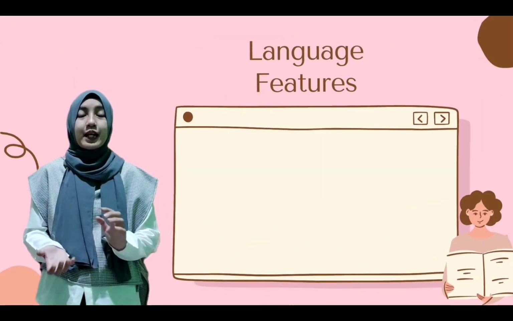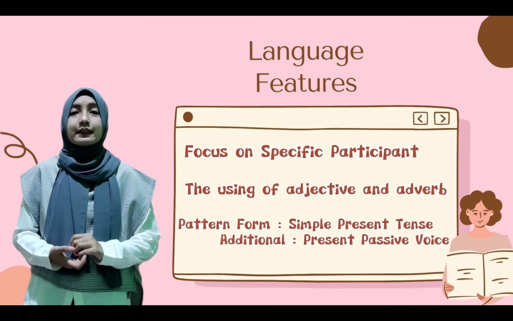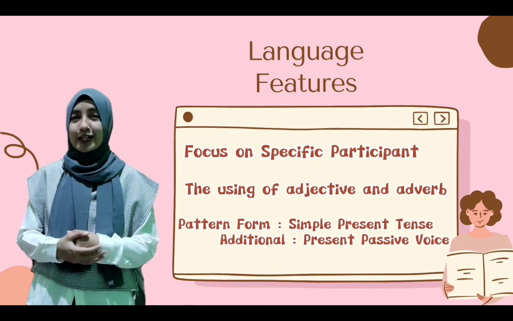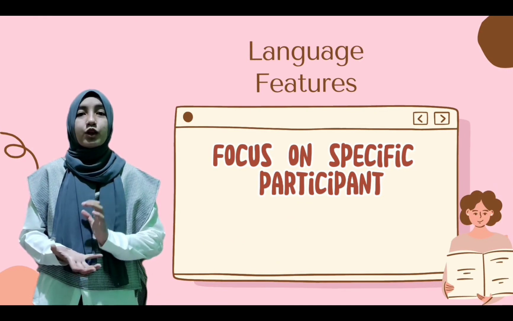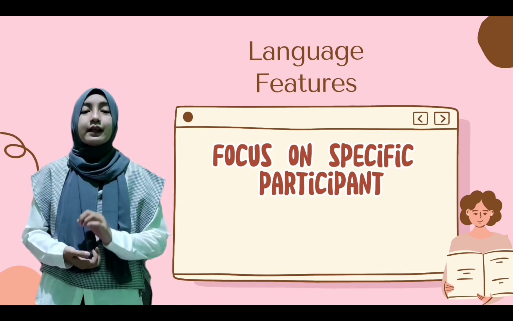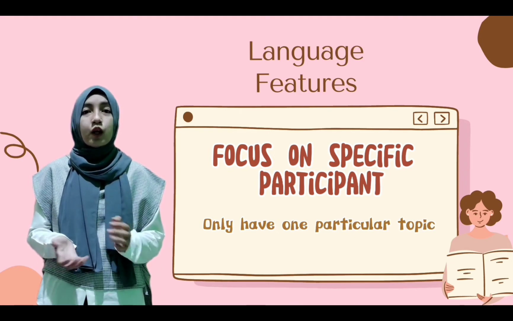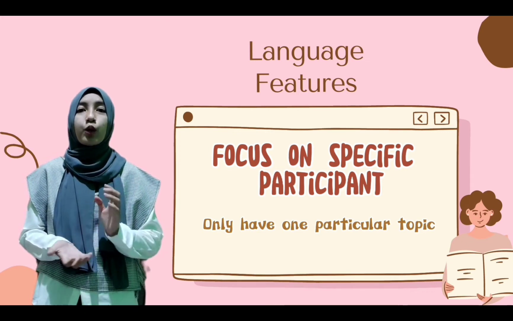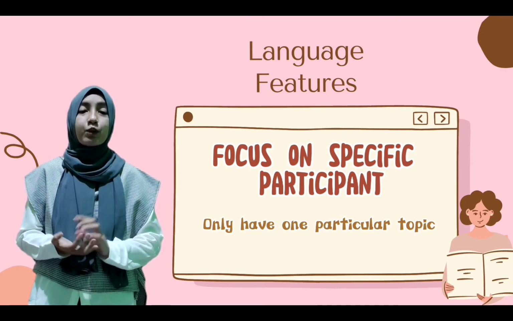Next is the language features of descriptive text. Descriptive text has several language features, and we will discuss them one by one. Okay, students? First, descriptive text is focused on a specific participant. It means that descriptive text has only one topic to describe. For example, you want to describe Borobudur Temple. Therefore, you can't describe or compare Borobudur Temple with other places. Just focus on describing Borobudur Temple.